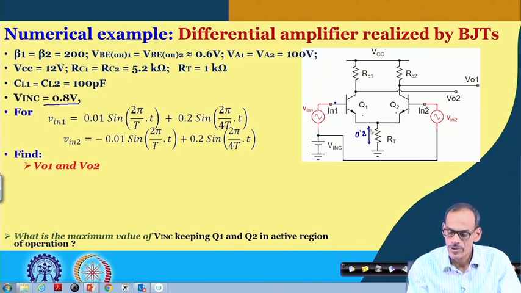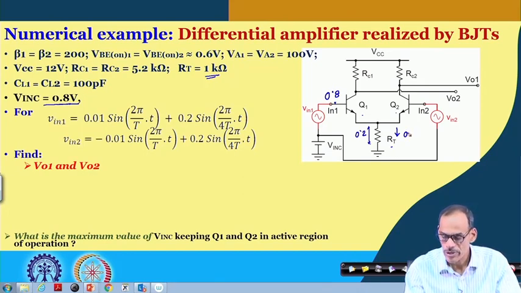So if the voltage here is only 0.2 and RT is 1 K, and the DC voltage here is 0.8, which is given here, the current flow here is just 0.2 volt divided by 1 K. So that is 0.2 milliampere.